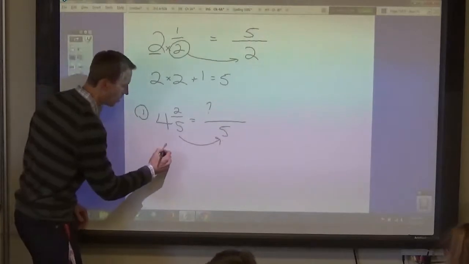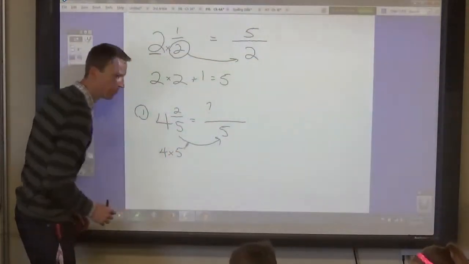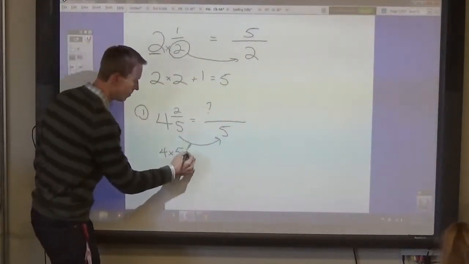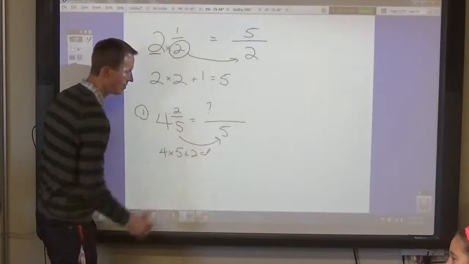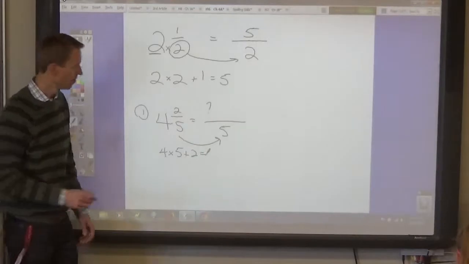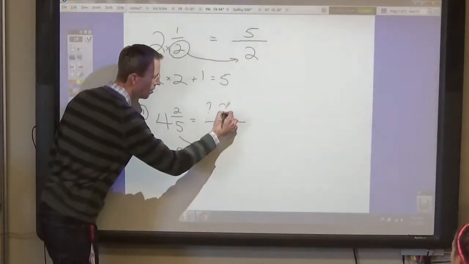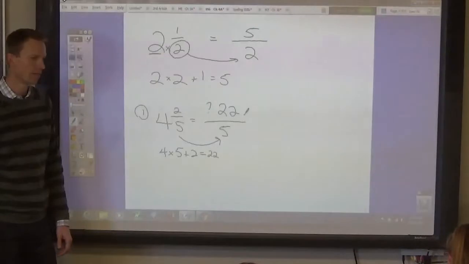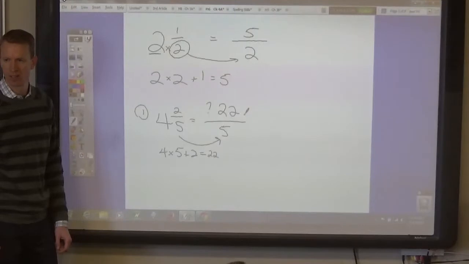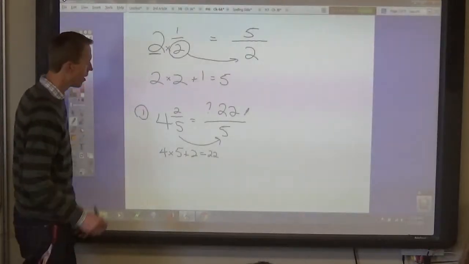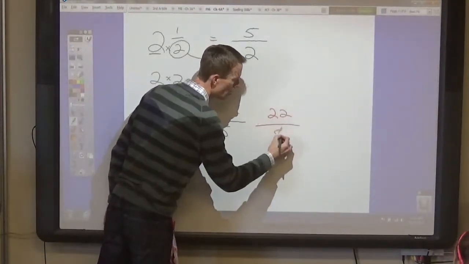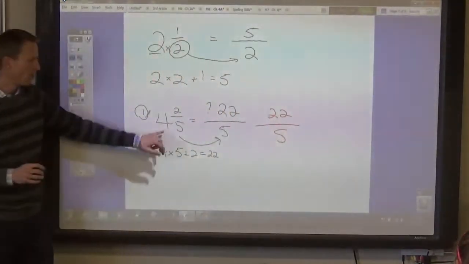So, 4 times 5, and add what? 2. Right, 2. How many pieces can you make? Tyler? 22. So it's 22 fifths. Does that make sense? Okay, good. Now, what if we were given 22 fifths? How would you go back to 4 and 2/5?